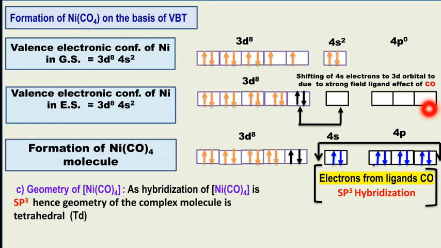So hence the nickel will make available the 4 empty orbitals, that is the next higher energy orbitals, the 4s and 4p orbitals. So the coordination number is 4, hence the available number of orbitals are also 4.